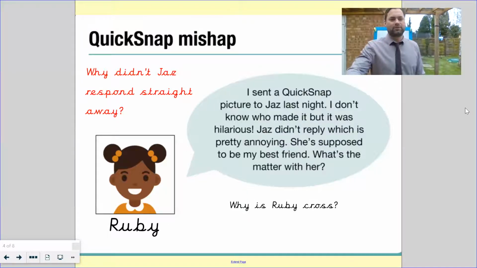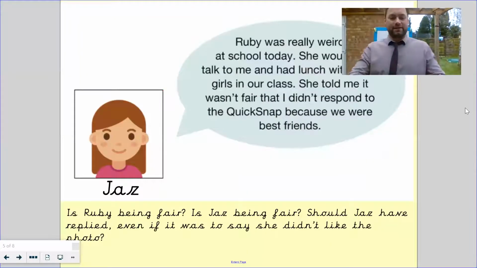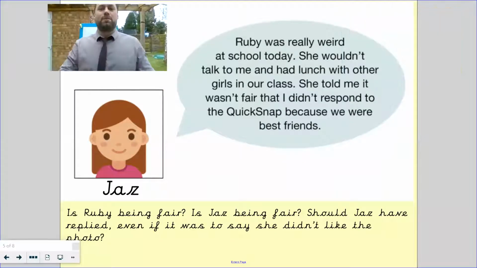Ruby is very cross. Now let's hear from Jazz's point of view. Okay, and Jazz says here, Ruby was really weird at school today. So this is the day after. She wouldn't talk to me and had lunch with other girls in our class. She told me it wasn't fair that I didn't respond to the quick snap because we were best friends.